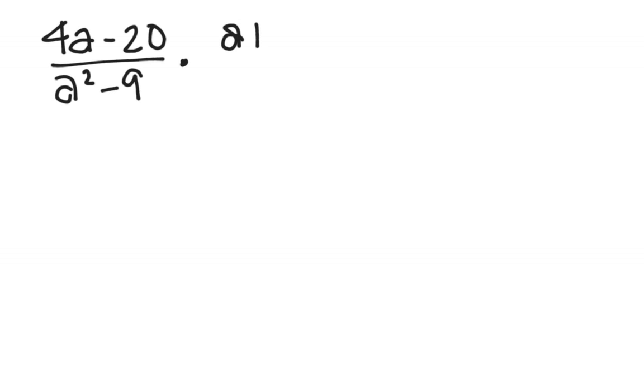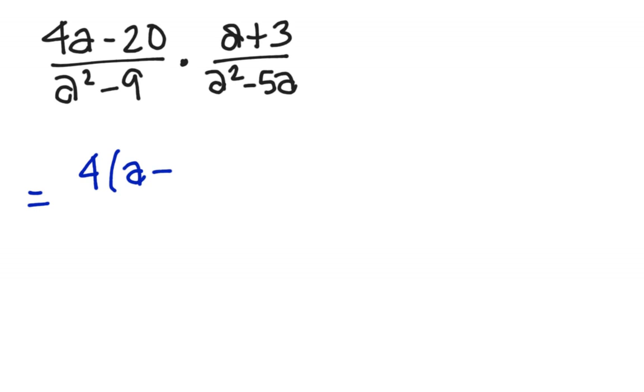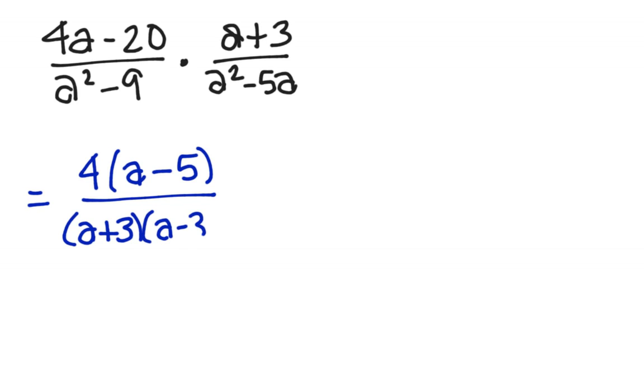Next example, 4a minus 20 divided by a squared minus 9 times a plus 3 over a squared minus 5a. Now, when we have addition or subtraction, we need to factor to see what we can reduce here. If I look at 4a minus 20, I would be able to factor out 4. 4a divided by 4 is a. Negative 20 divided by 4 is negative 5. On the bottom, I have a squared minus 9. That factors into a plus 3 times a minus 3.